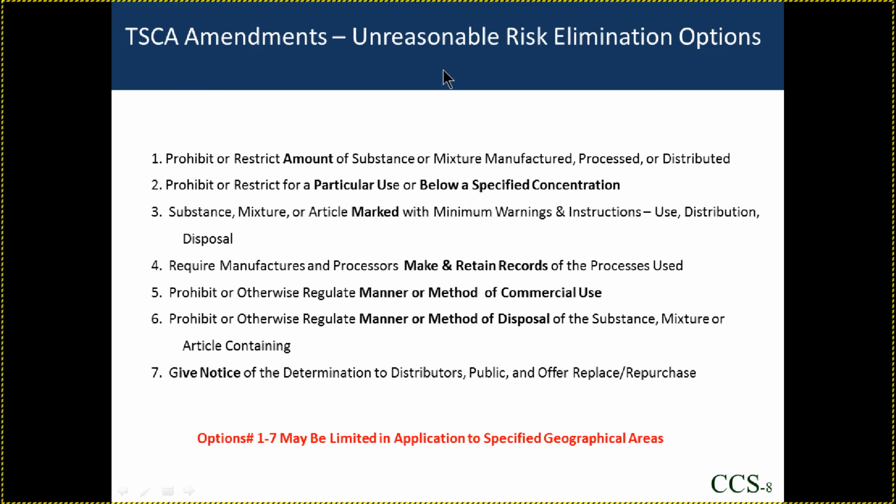If they conclude after a risk evaluation that a chemical is an unreasonable risk, then the law has 7 different options that EPA can implement. So it doesn't mean that it's prohibited or banned. It can, but they can restrict the amount. They can restrict it to or ban it from a particular use or below a specific concentration.